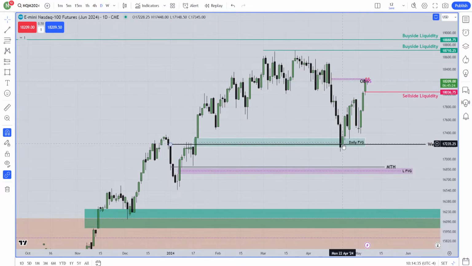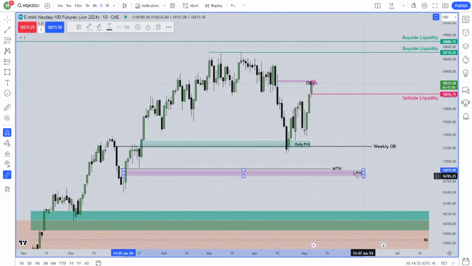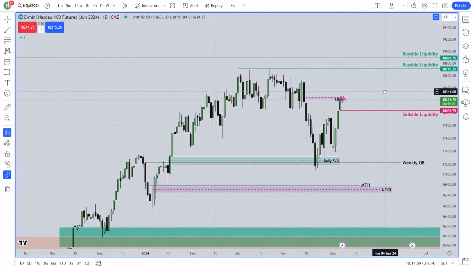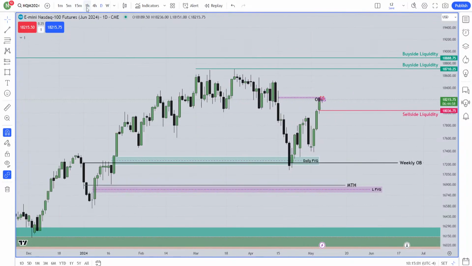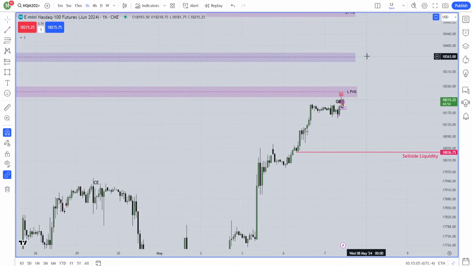Though it came here to that daily parallel gap, I am not convinced yet. This is the weekly order block as well. I wanted to see that market will reach until that mean threshold. See this mean threshold from the weekly chart: weekly order block mean threshold and daily last parallel gap. So I wanted to see market reach any of these levels at first, then it will go for the buy side liquidity.